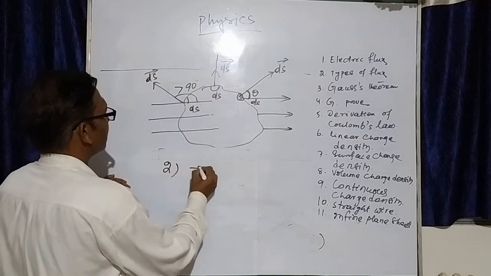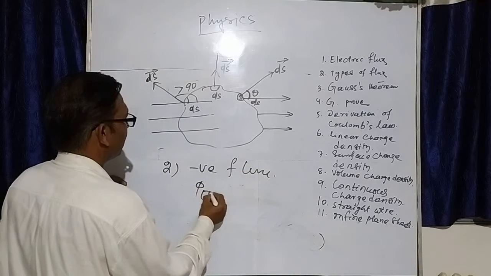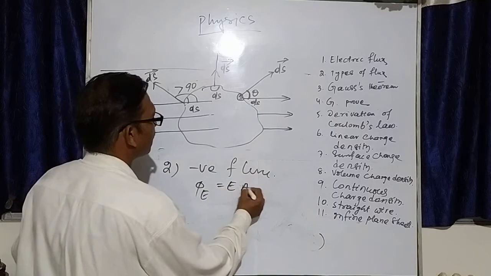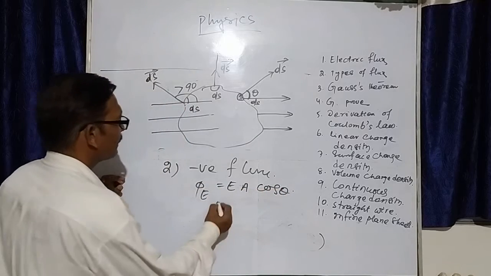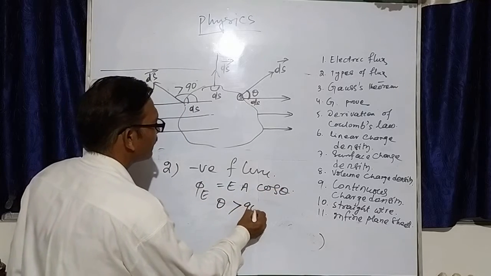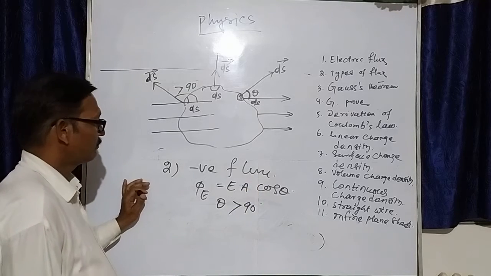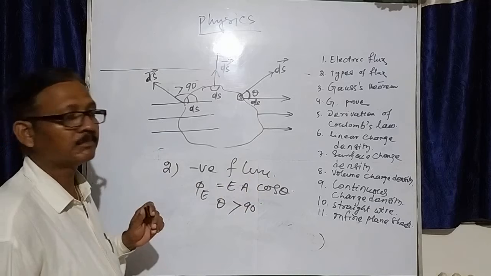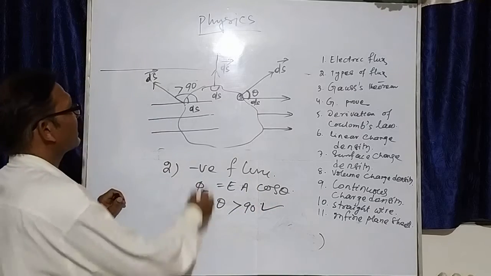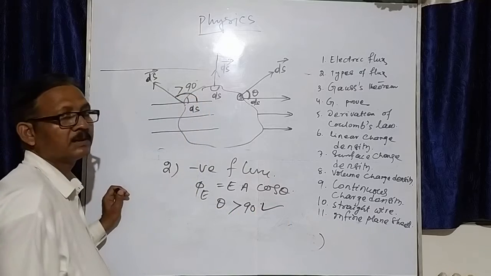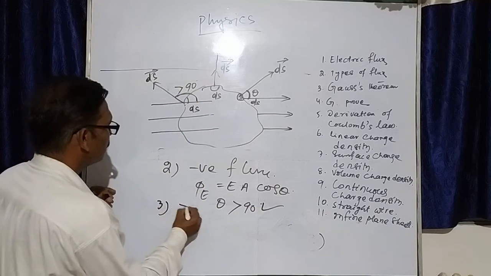Second one is negative flux. You see, phi E is equal to E a cos theta. Theta is greater than 90, which means cos theta is negative. So flux is negative. In the case of theta greater than 90, in this case you see it is your negative flux. Similarly, you come to zero flux.